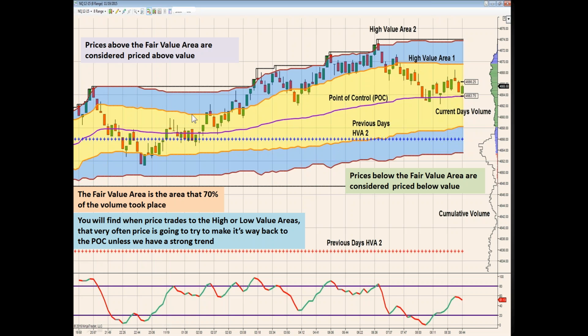And when you look at this, you're going to see right where we come to the blue area here, this is considered high value area 1. Right here, when it comes outside the blue, that's high value area 2. On the downside, this is low value area 1, low value area 2. And this purple line that runs smack dab in the middle of the fair value area here is the point of control. And most of you might know it as POC.